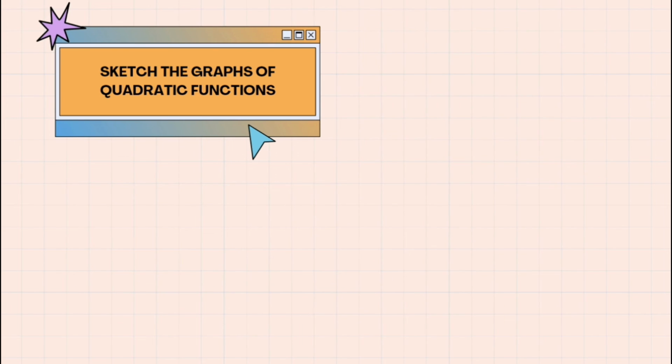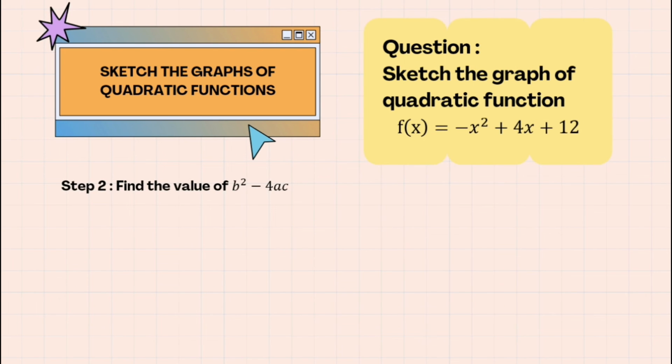So now we are done with step 1. So let's move on to step 2. In step 2, we need to calculate the value of b² - 4ac. As you can see from the quadratic function, the values of a, b, and c are -1, 4, and 12 respectively. Just substitute these values into the formula b² - 4ac and solve for the value.